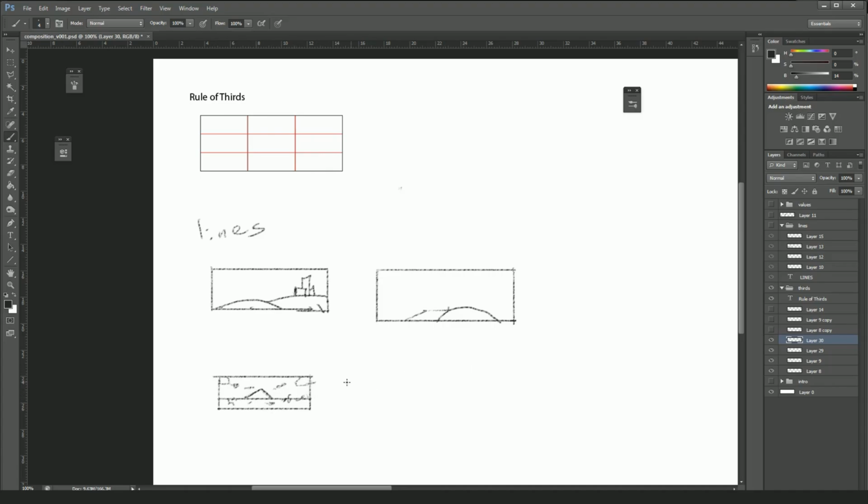I could even shift it. Let's just say I move this over here. And instantly this is leading your eye. You don't actually have to have a line. You can have invisible lines going there, where this connects to that, connects to that, connects to that.